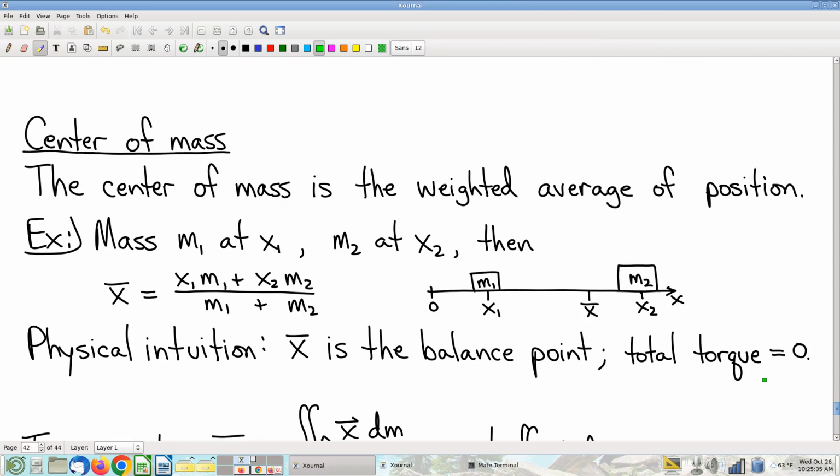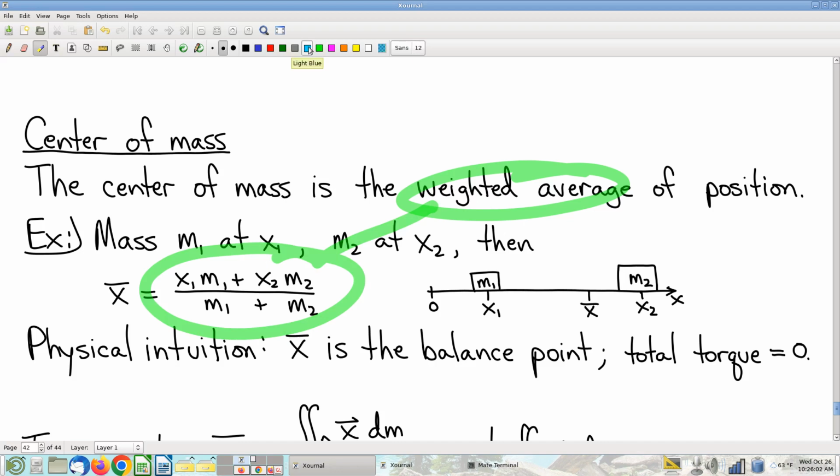Here's another application of weighted averages, and that's this thing called center of mass. There's different ways that you can think about center of mass. I'm going to start off, this being a math class, by giving you the point of view of weighted average. This is a very succinct, very crisp way to think about center of mass. It's a weighted average.